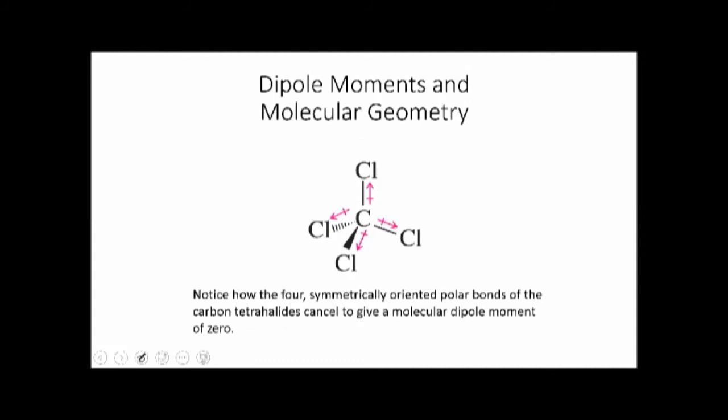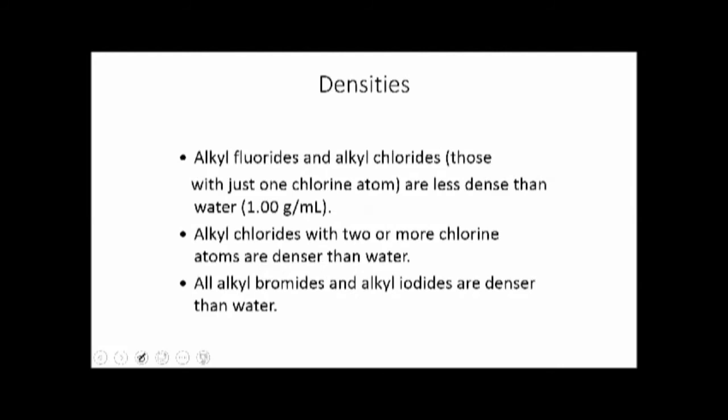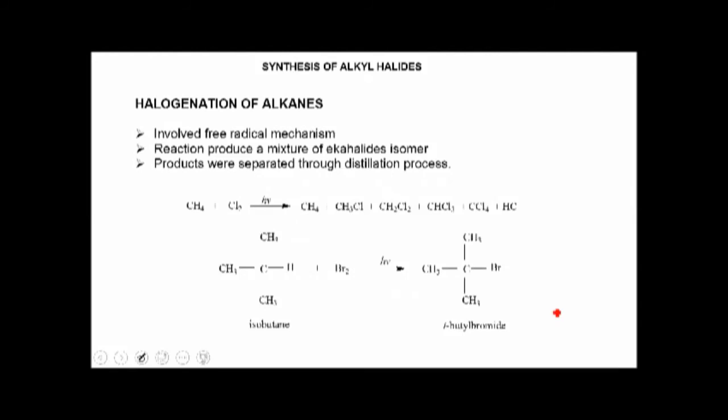Okay, it's very interesting. Dipole moments, of course, go with bigger electronegativity, for example, fluorine is higher than iodine. Bond length increases, etc., as well as molecular geometry. Now, boiling points, we know that greater mass will contribute to higher boiling points, and spherical shape will decrease the boiling points. Then density, of course, you may see that alkyl chlorides are less dense than water, and these are some syntheses of alkyl halide.